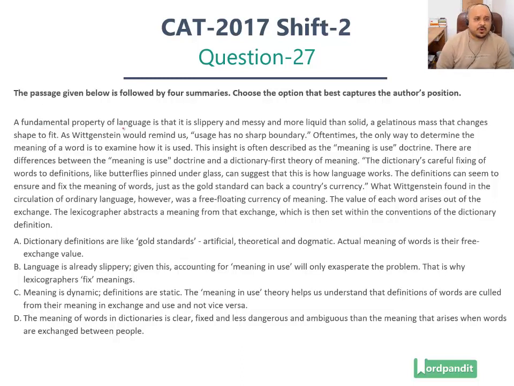A fundamental property of language, we are going to talk about languages here, is that it is slippery. That means it changes, and messy and more liquid than solid. So slippery, messy, more liquid than solid is just implying one thing, that language changes a lot, right? So the changes in language are implied here. A gelatinous mass that changes shape to fit. So according to the needs, it changes its shape. As Wittgenstein would remind us, usage has no sharp boundary. So usage is not strictly defined, it changes.